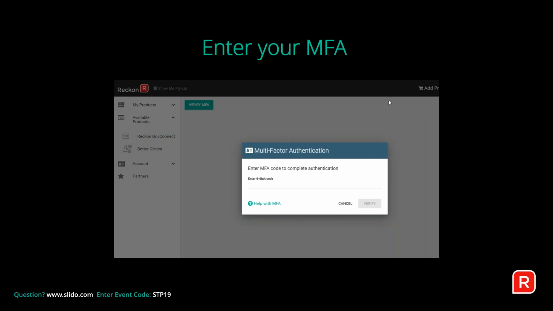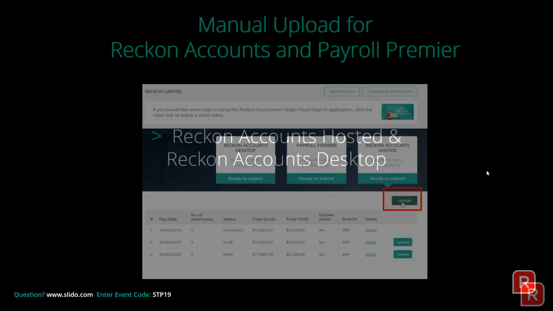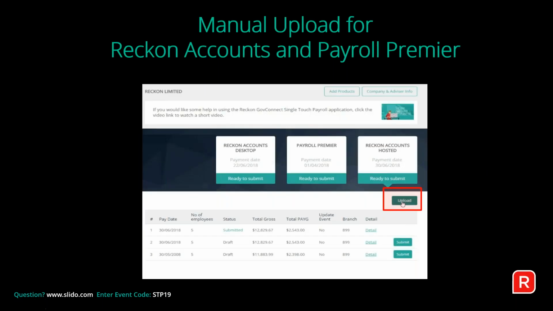Whenever you enter GovConnect, you'll be immediately asked to authenticate. So enter your 6-digit code that you get, and you'll then enter into the GovConnect desktop.